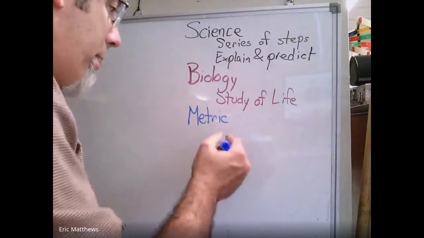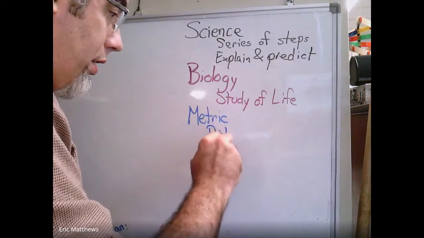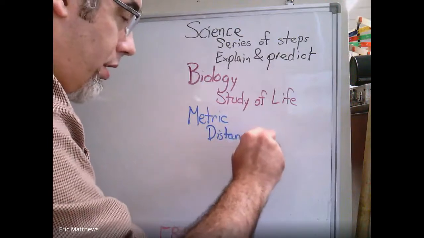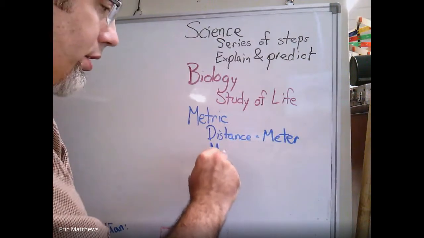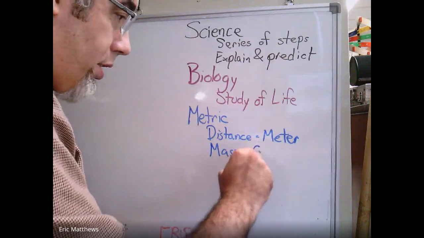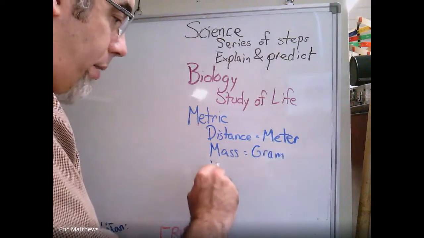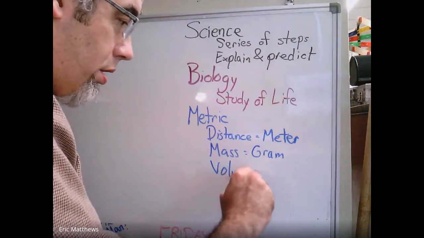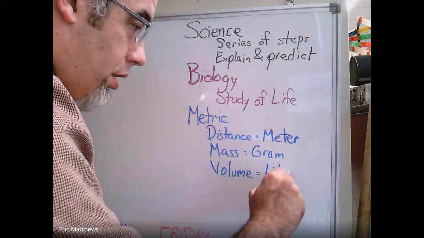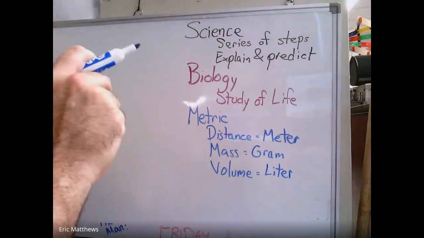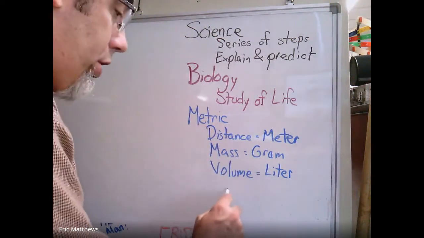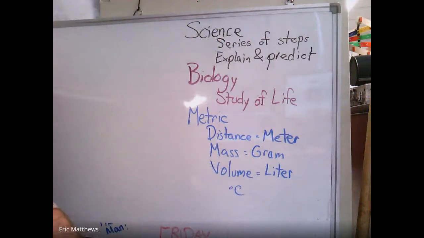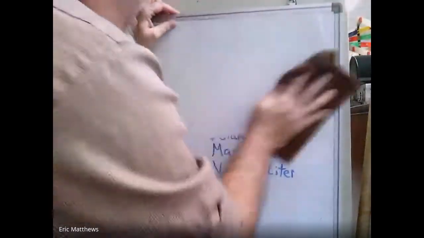So if we're talking about distance, it's the meter. If we're talking about mass, it's the gram. And if we're talking about volume, we use liters. And of course, also keep in mind that in something that everybody is much more familiar with, we also, for temperature, use degrees Celsius. All right. Got most of the intro there.